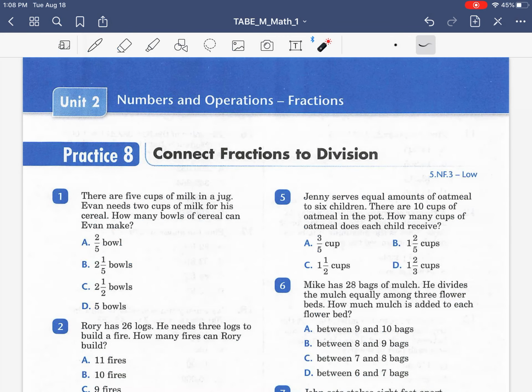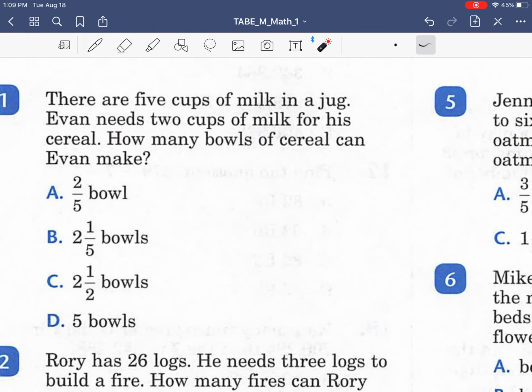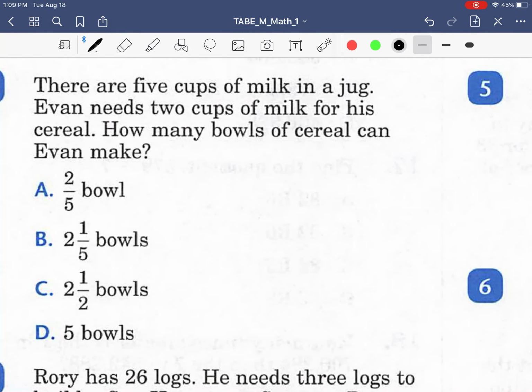Alrighty, number 1. There are 5 cups of milk in a jug. Evan needs 2 cups of milk for his cereal. How many bowls of cereal can Evan make? Well, in its simplest form, this problem looks like this. He has 5 cups, and he needs 2 for each bowl. This is a division problem. He's taking the 5 cups that he has, and he's dividing that up into bowls of cereal.